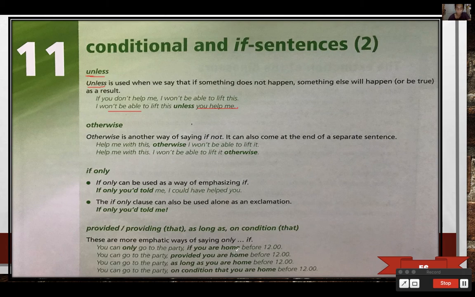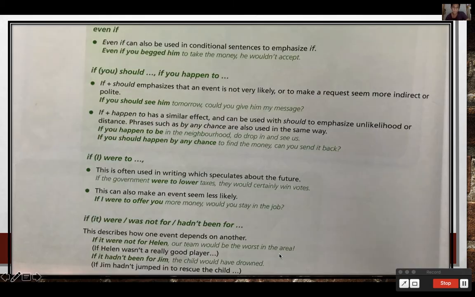Okay, we are using provide, providing, as long as, or on condition. You can only go to the party if you are home before 12. Now we are using provided: you can go to the party provided you are home before 12. Okay, so those are other ways to use provided.